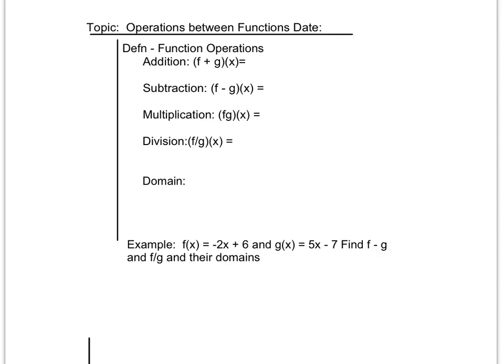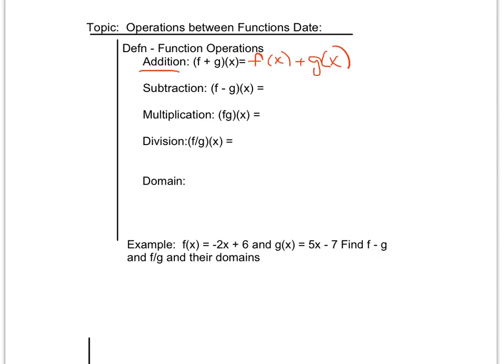Whenever we add, subtract, multiply, or divide with functions, it can always be written one of two ways. If I look first at addition, I can write it like this: f plus g of x. This is just saying that I'm going to take my function f, whatever it's defined as, and add to it my function g. It is also sometimes written f of x plus g of x. So it can be written both ways, but that's all I'm going to do if I see f plus g of x.